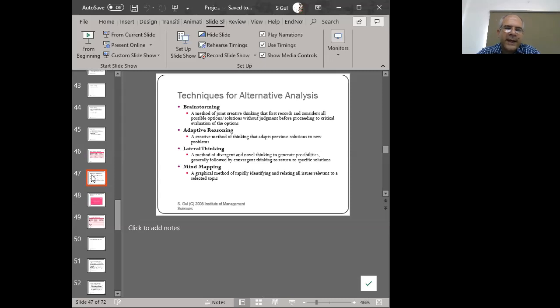Another way is called adaptive reasoning, where you say, well, something worked in a similar situation elsewhere, but that situation was not 100% like what I have here. But if I adapt that solution, I can use it in the situation I am in. So if you're doing something of that nature, it's called adaptive.